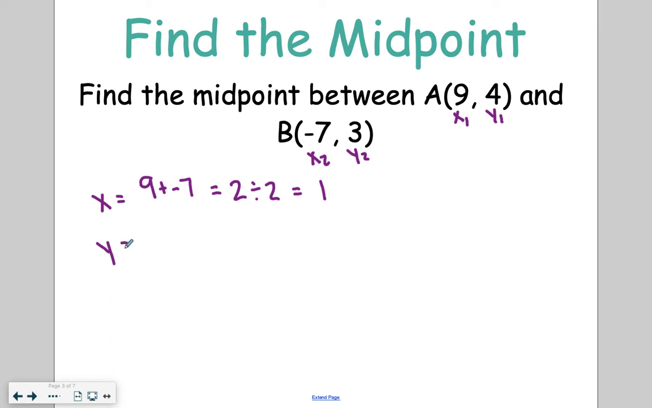Then I'm going to go ahead and find the y coordinate. So I'm going to take y1, which is 4, plus y2, which is 3. And that's going to give me 7. Dividing that by 2 gives me a y coordinate of 3.5. So the midpoint here is going to be 1, 3.5.